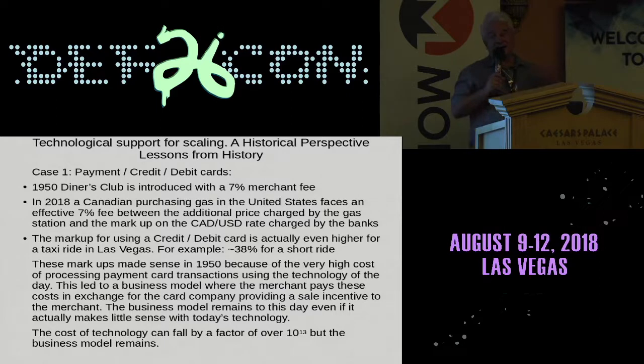So my effective cost in 2018 is the same as the effective cost back for Diners Club in 1950. So the lesson here is really significant. The cost of technology can fall by a factor of 10 to the 13, 10 to the 14, somewhere in that kind of range. But the business model that was developed in 1950, based on the technologies of the 1950s and the costs associated with those technologies, is still in use today and is starting to fail.